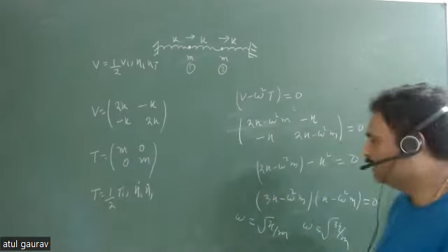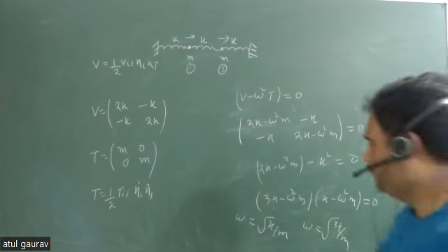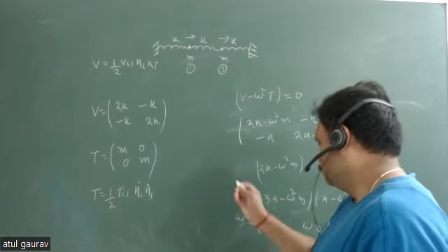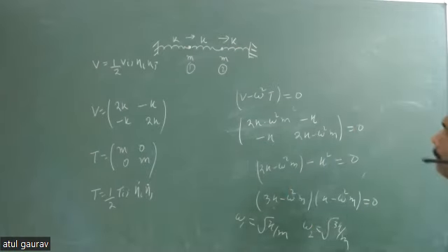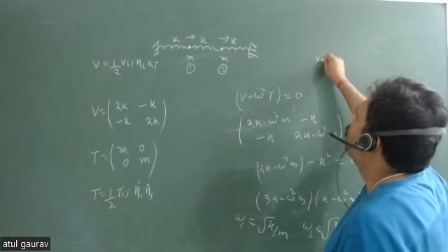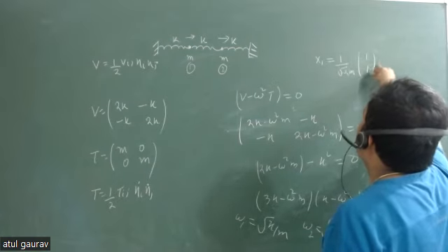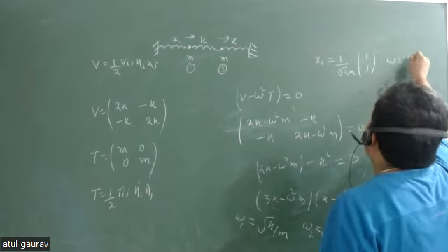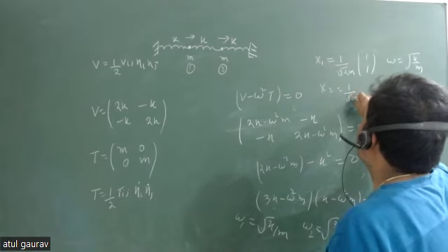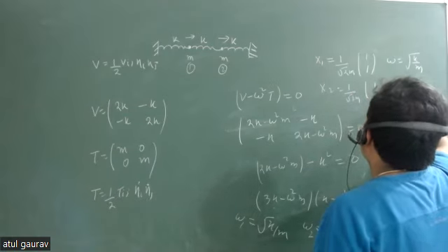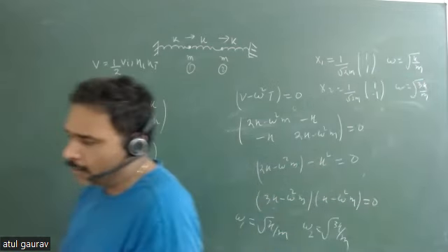So what is your fundamental frequency? Root K upon M. Very good. What is your first overtone? Root under 3K upon M. So now you can find the normal modes and I am just giving you your normal modes. X1 is 1 by root 2M times 1, 1 for omega equal to root under K upon M, and x2 is 1 upon root 2M times 1, minus 1 for omega equal to root 3K upon M. Just check whether you are getting this or not.